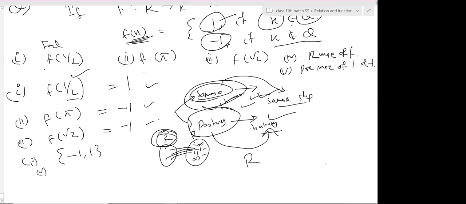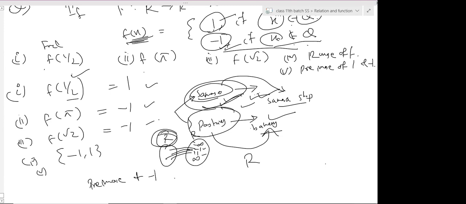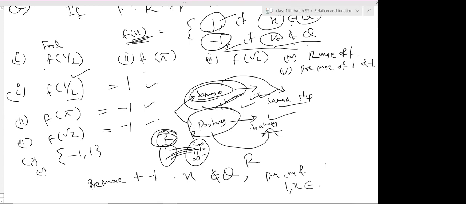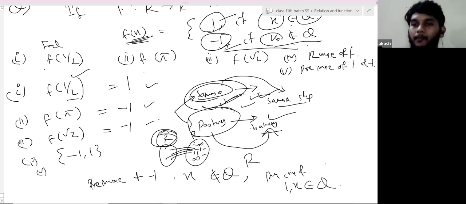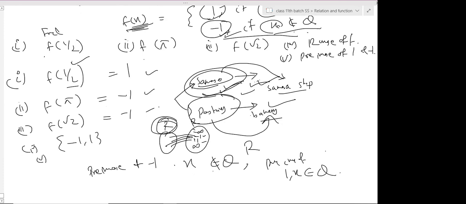Irrational values, right? They've given you this in the question itself: if x is irrational, then we get -1. So whenever you put in an irrational number, you will get -1. So the pre-image of -1 will be all irrational numbers, all x which do not belong to Q. And the pre-image of 1 will be all x which belong to Q. All right, so this is your answer. Fahad, clear? Yes. All right, so please note it down.